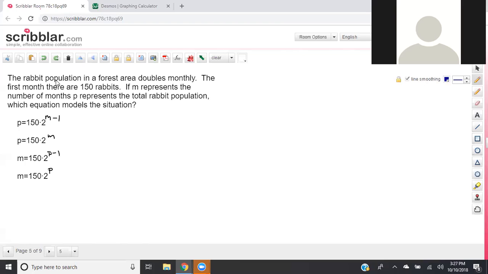So the rabbit population in a forest area doubles monthly. There's a key word again. The first one, that is multiply by 2. Just like triples was times by 3, doubles is still multiply, but by 2. The first month, there are 150 rabbits. So first month, 150. If M represents the number of months and P represents the total rabbit population, which equation models the situation?